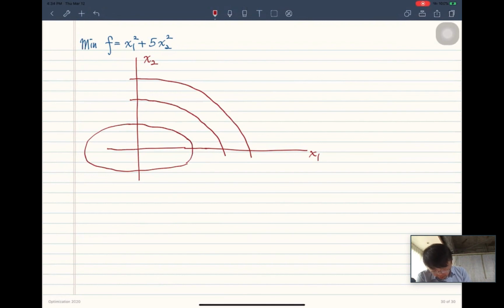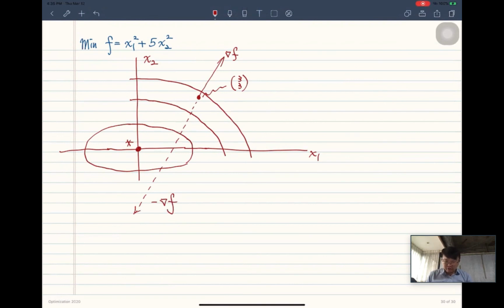And of course we know this is the solution, the optimal. But when we start at, for example, 3, 3, that may be somewhere here. So let's say this is 3, 3. Since this is an ellipse, it's not circular, so the gradient direction is around this direction. This is the gradient direction, and the dashed line is the negative gradient direction.